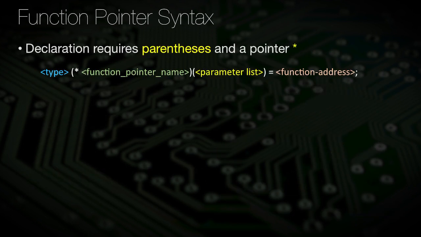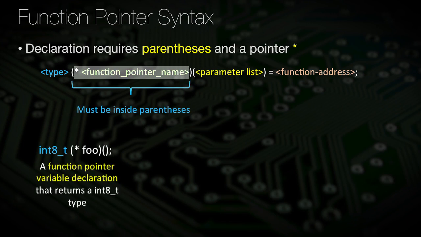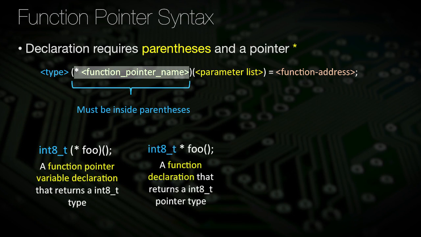The syntax for a function pointer is slightly different than most pointers. To properly declare a function pointer, you start with the type, followed by a set of parentheses. Inside those parentheses, there is an asterisk followed by the function pointer variable. These must be in the parentheses to distinguish the function pointer from a function that returns a pointer. Following the pointer and function name is the parameter list.